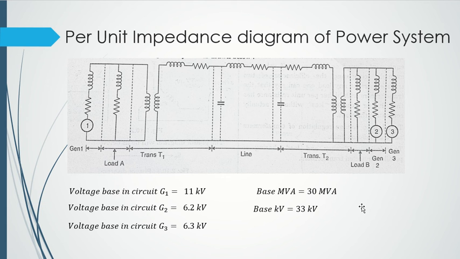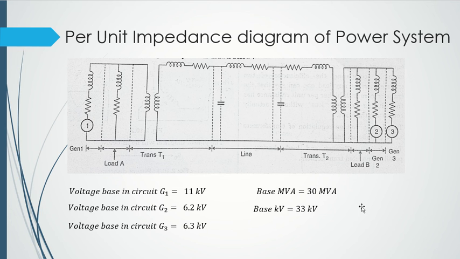Then what we are doing is dividing our system based on the number of transformers we have. So we are taking 3 different parts: the voltage base in circuit G1, circuit G2 and circuit G3. The voltage base on circuit G1 we will take as 11 kV. For G2 we will take 6.2, and for G3 we will take 6.3.